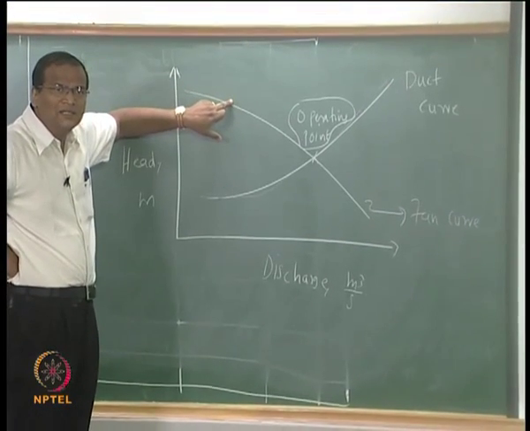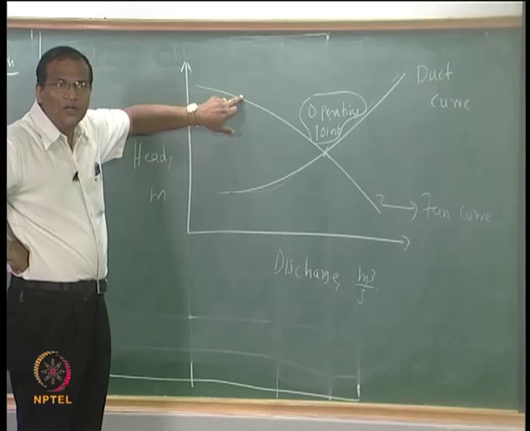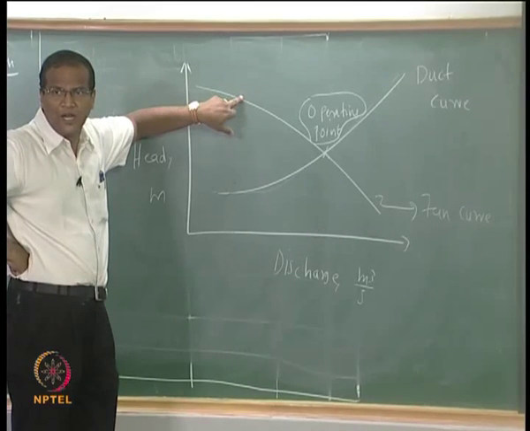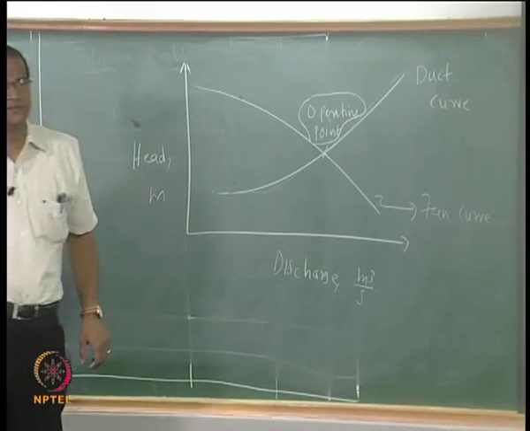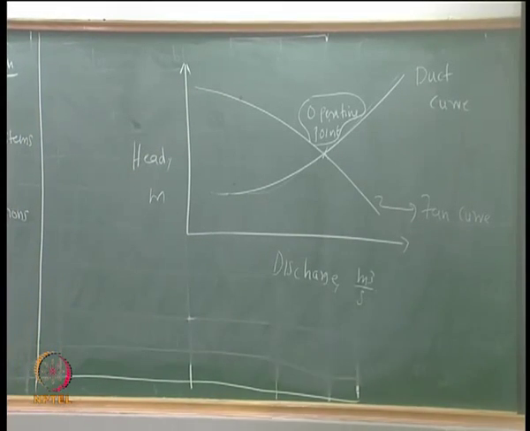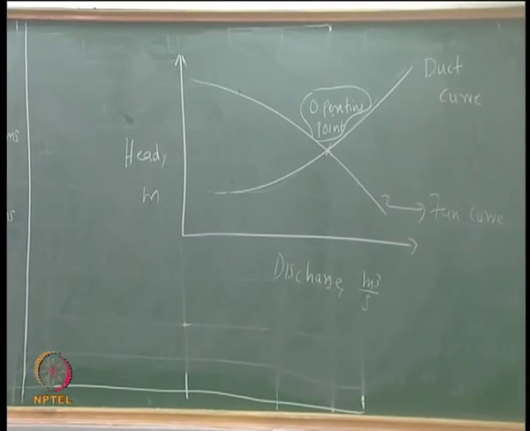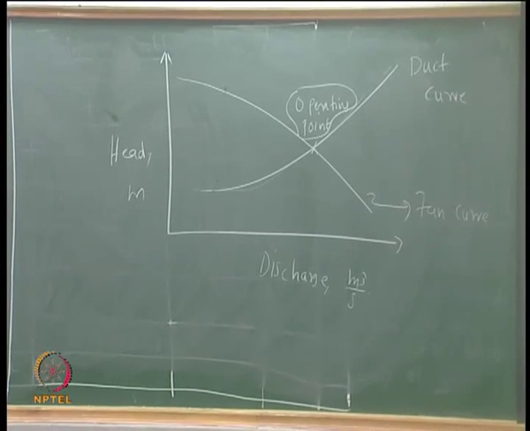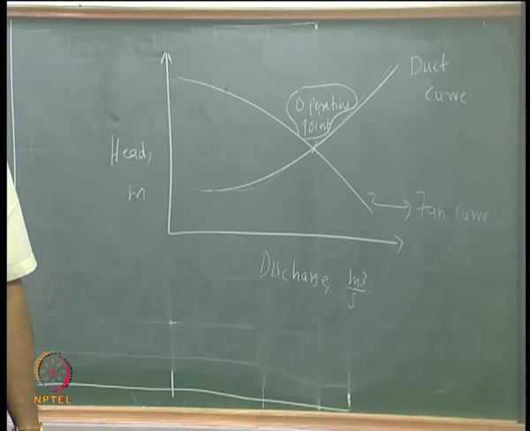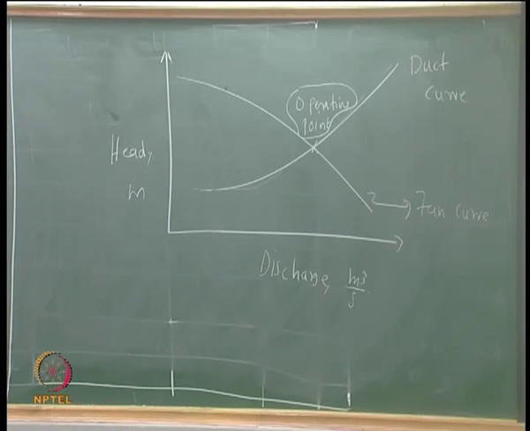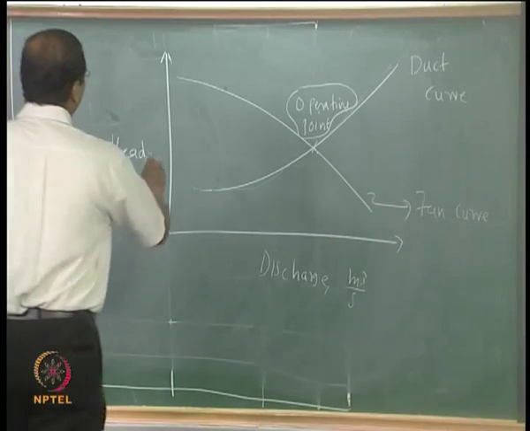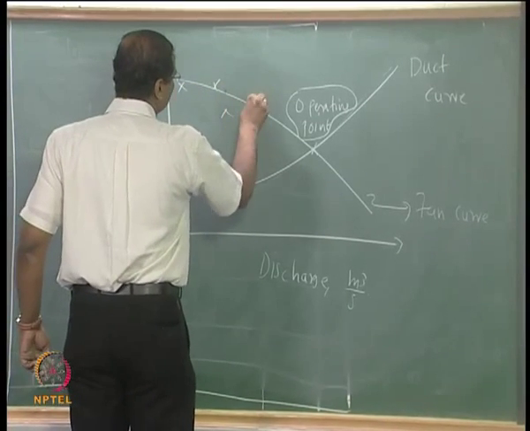How do we get this? So this you have to get from the manufacturer's catalog or whatever. How will he have got this? So basically you have to do experiments. You will first do experiments with zero discharge, then you will slowly increase the discharge and find out the head, and so you may get some points like this.